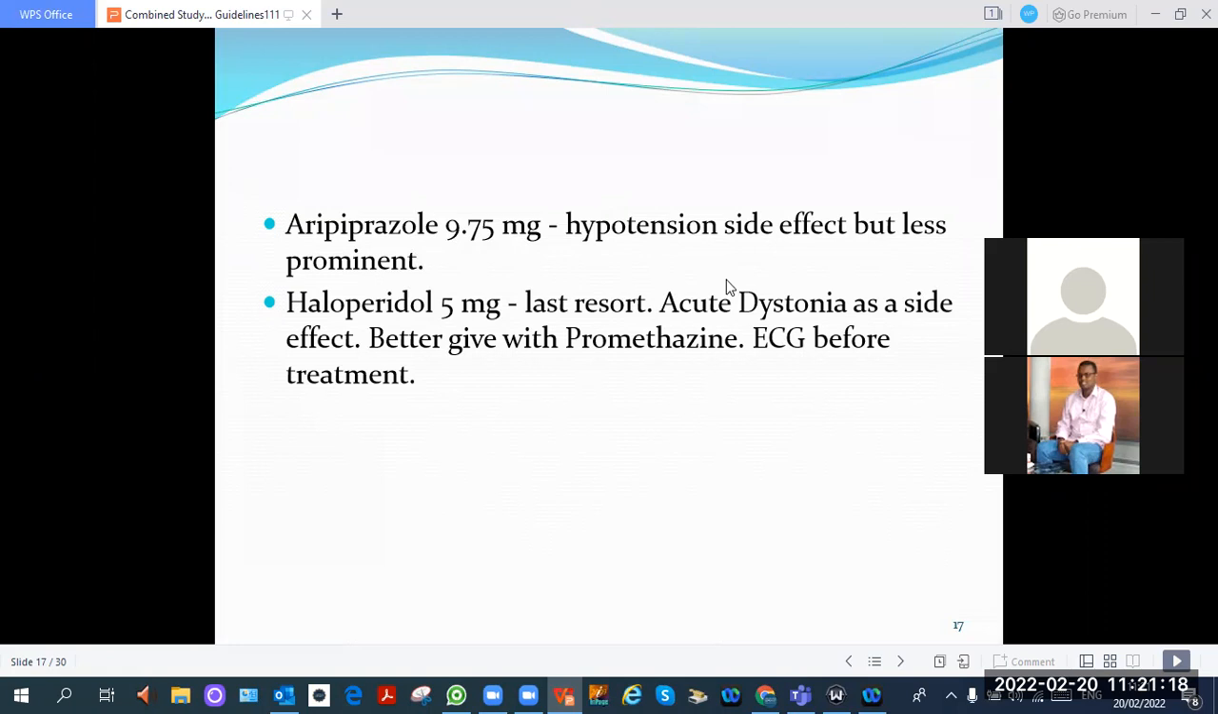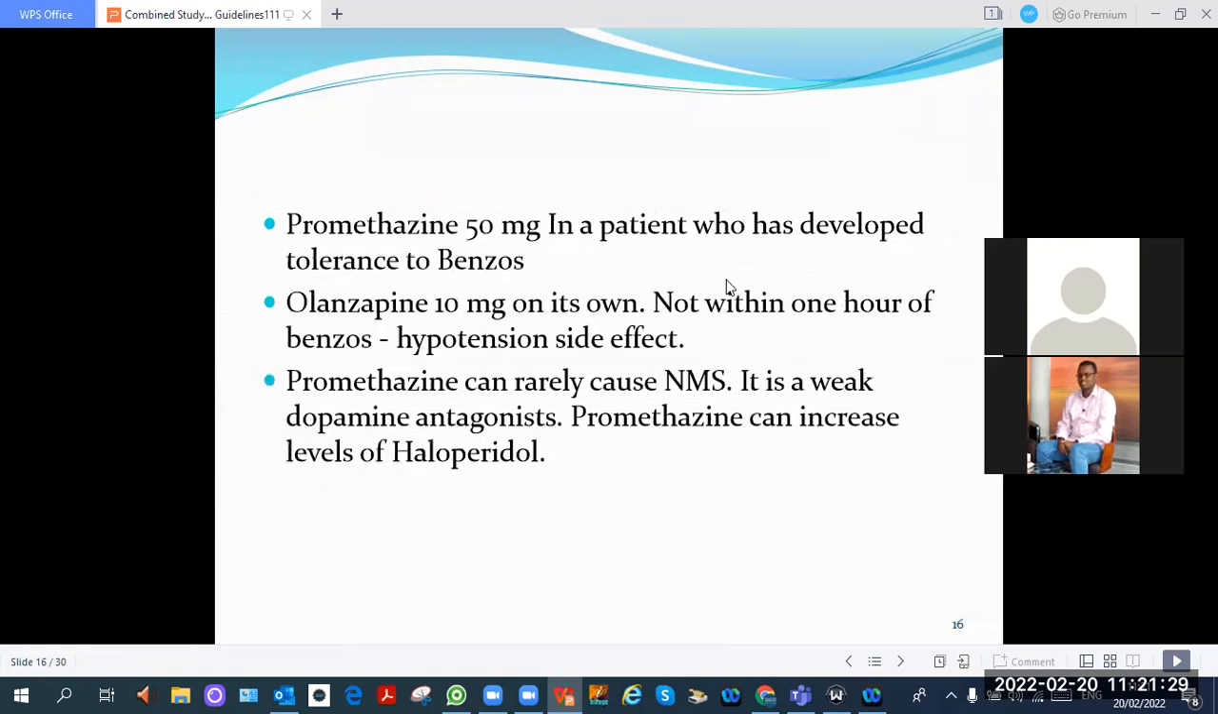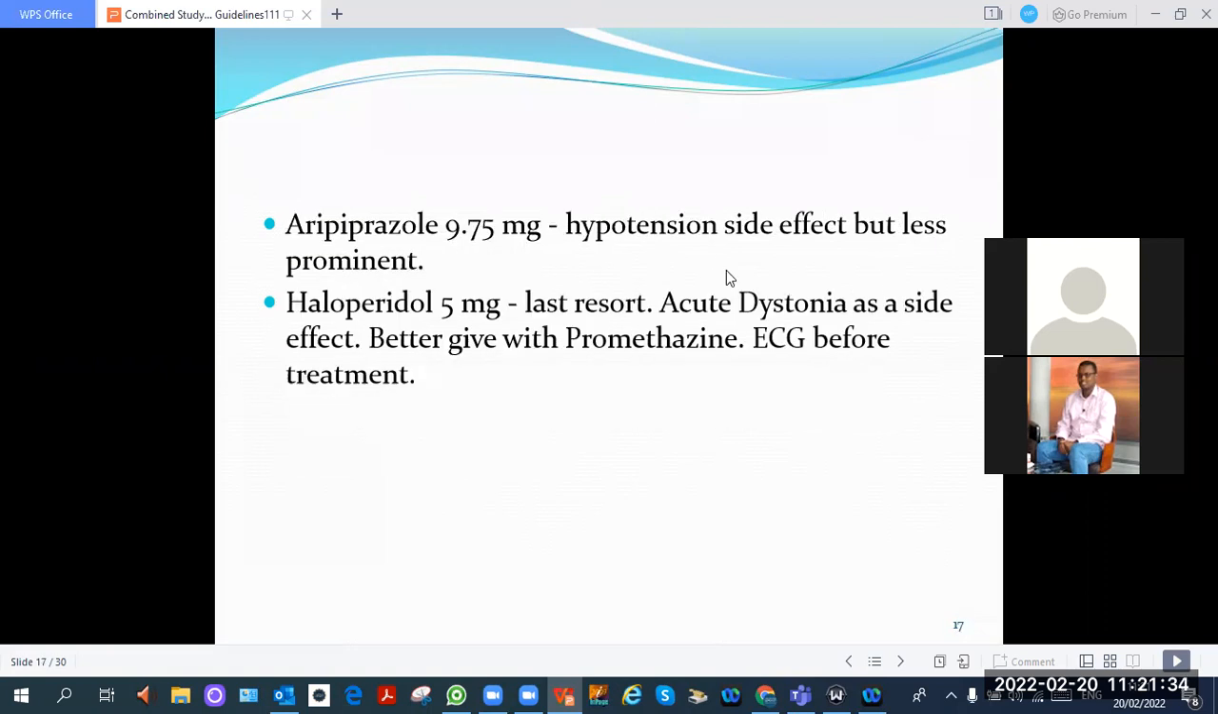Haloperidol 5 milligrams as a last resort. That is the latest guideline, that olanzapine is the first resort and haloperidol is the last resort. But of course, if you are in a country where olanzapine injection, lorazepam injection and aripiprazole injection are not available, then you will go for haloperidol plus promethazine, maybe considering promethazine first and then haloperidol, in two different syringes. Acute dystonia can happen, so better give it with promethazine, and do an ECG before treatment if possible.